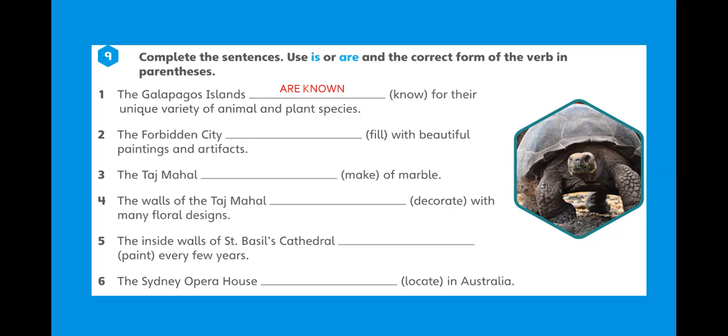In number two, we have the Forbidden City, blank, with beautiful paintings and artifacts. So the Forbidden City, that is singular. We have to use is. And then fill, well, thank God for this, fill is regular. Okay, so that's easy.